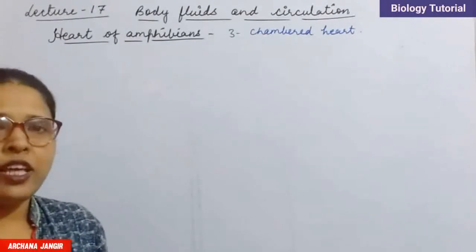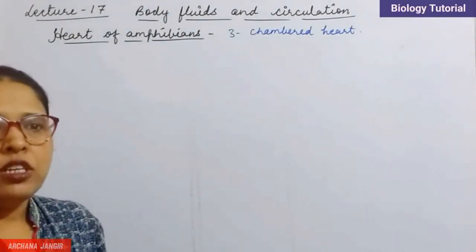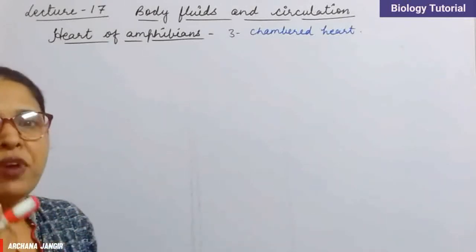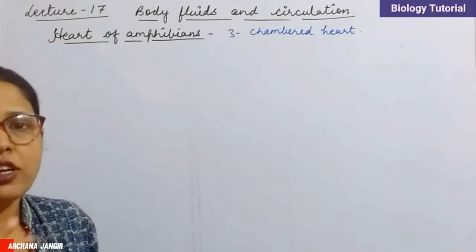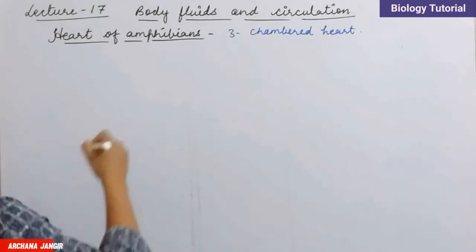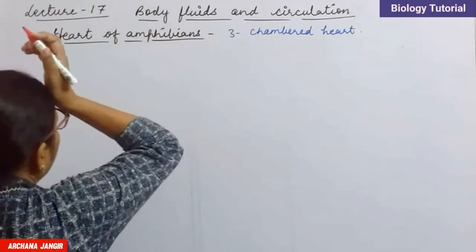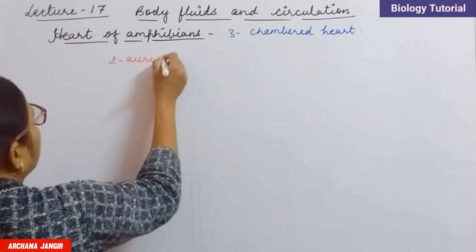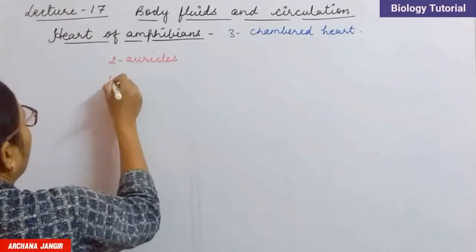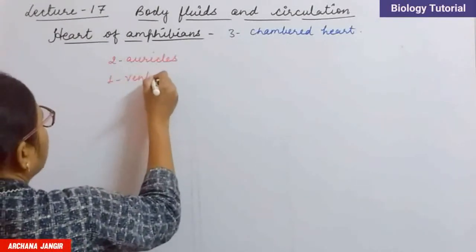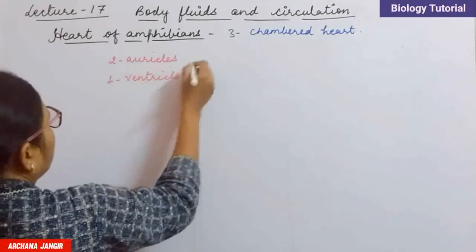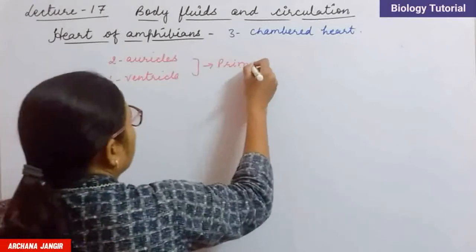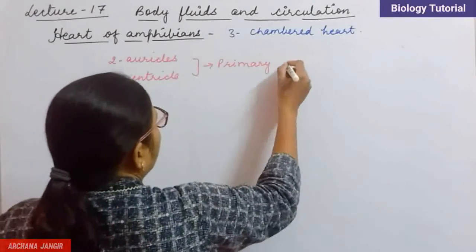Now, what are the names of these chambers? Out of these three chambers are the primary chambers: 2 auricles and 1 ventricle. Clear? So this is a three-chambered heart. 2 auricles are there and 1 ventricle is there. These are the primary chambers, or we can say the true chambers.